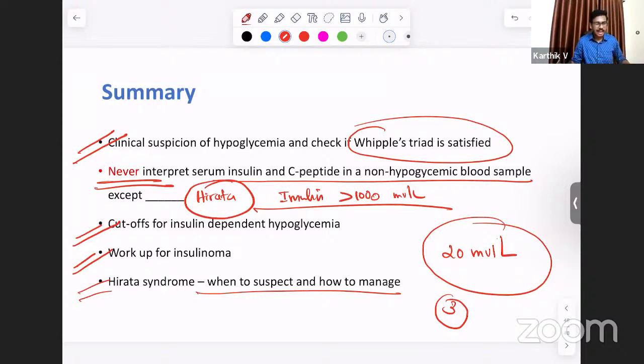So I think that's it. I hope you have found this session useful, even though I've taken it a bit more exhaustively to cover all the important points. I strongly believe that it would be of great practical use for you while approaching the next patient who is suspected to be having a hypoglycemic disorder.